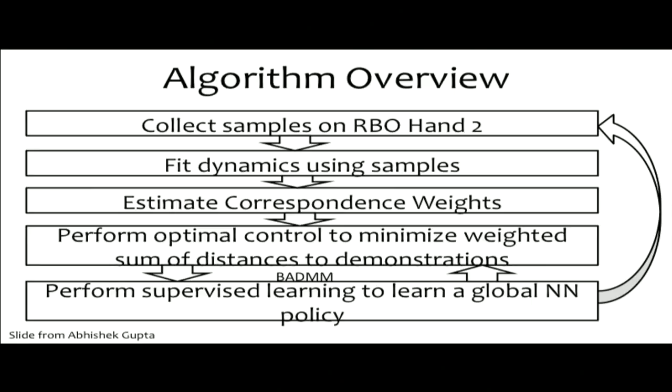There's an additional step in the middle, which is estimating weights on the demonstrations, because in the method, they provide demonstrations for different conditions, and they want to be able to automatically figure out which demonstration is the one that's most close to the situation that we're in right now.